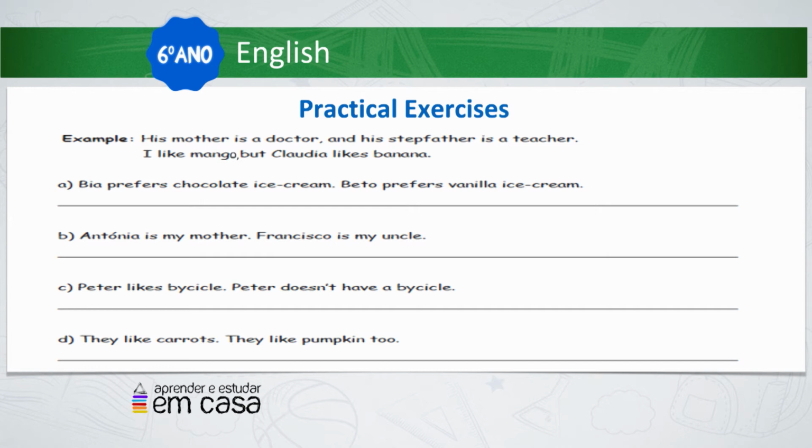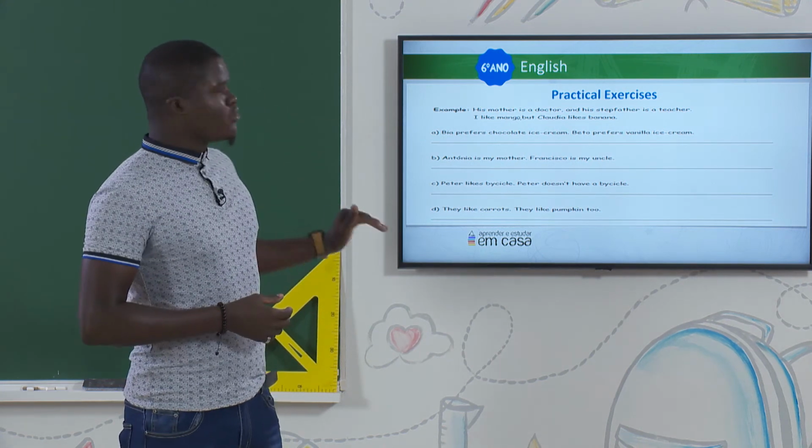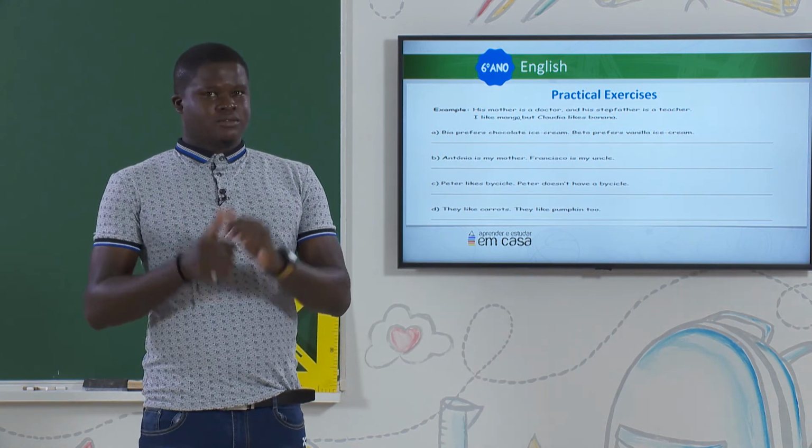And or but. The third one, Peter likes bicycle. Peter doesn't have a bicycle. Como é que vais colocar? Next one, they like carrots. They like pumpkin too. Okay? So you have 2 minutes to solve this 4 exercise. Okay? Let's do it.